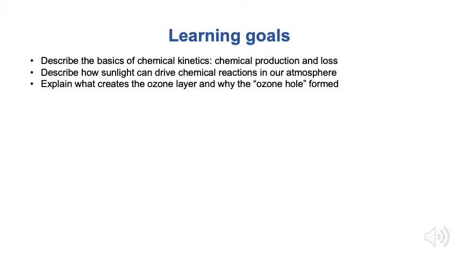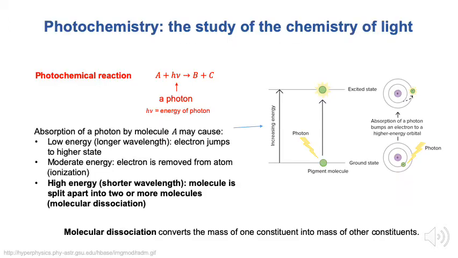Okay, so learning goals. The first goal actually, so I've shortened this lecture, is really covered more in the extended notes that are posted on Blackboard. So here I've really tried to trim this down just to give you some basic intro to the notion of stratospheric ozone and ozone chemistry. But so in the notes describing the basics of chemical kinetics, chemical production, and loss, we talked a little bit about that before in the concept of a box model. And here we'll describe briefly how sunlight can drive chemical reactions in our atmosphere, and then explain what creates the ozone layer and why the ozone hole, in quotes, formed, what that is.